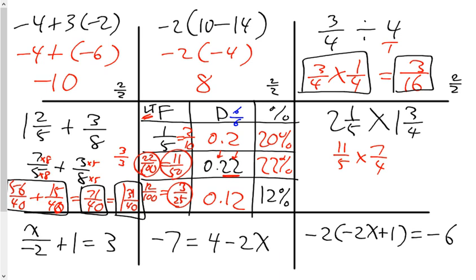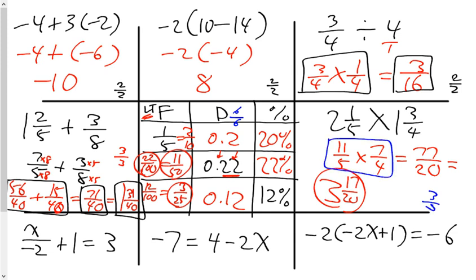So 1 point for showing the conversion from mixed to improper, excuse me. 1 point for multiplying the numerators and denominators to get 77 twentieths as an improper fraction, and 1 point for showing it as 3 and 17 twentieths as a mixed fraction. That is worth 3 points as well. So 3 out of 3. 1 point for this, 1 point for this, and 1 point for this.